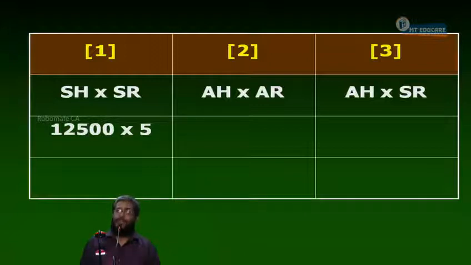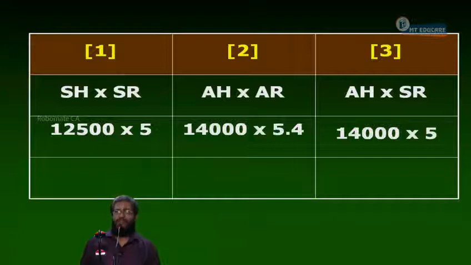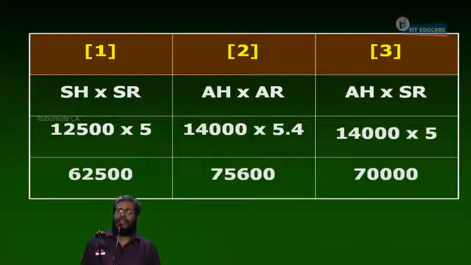Actually, how many hours have worked? 14,000 hours. Paid at 5.4. 14,000 hours at 5, if I multiply, I will get this. Tell me, I am allowed to pay how much as wages? 62,500. I paid how many rupees? 75,600. So is that the adverse variance or not? Yes. How much is the labor adverse variance here? 13,100 adverse.